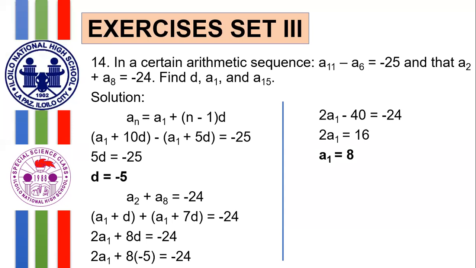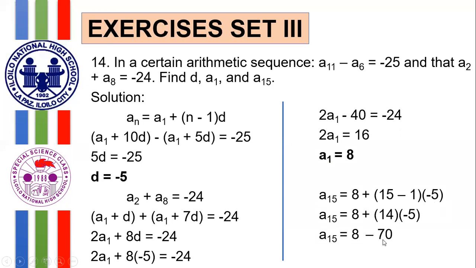Now that you have your d and your a sub 1, we may compute for the 15th term. Using the explicit form, a sub 15 equals 8 plus 15 minus 1 times -5. 15 minus 1 is 14. Multiplying that by -5 is -70. That's why a sub 15 is equal to 8 minus 70, or the 15th term is -62.